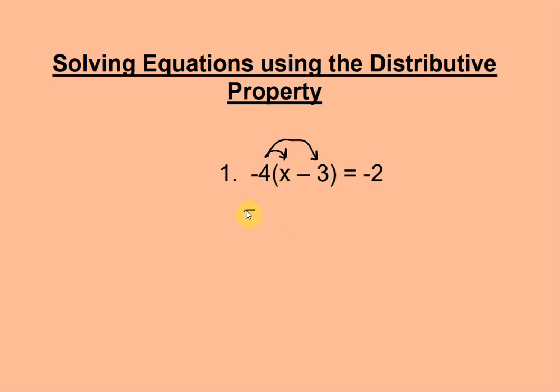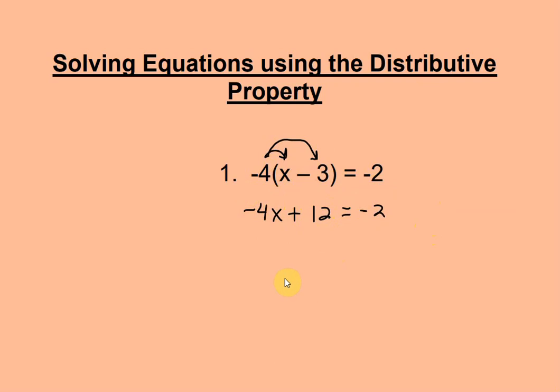Negative 4 times x is negative 4x. Negative 4 times negative 3, that would be a positive 12. And we only distribute it to the things in the parentheses, so we do not distribute that negative 4 to the negative 2 on the other side of the equation. I just bring down that negative 2. Now this looks like an equation that we have been doing, a regular multi-step linear equation.